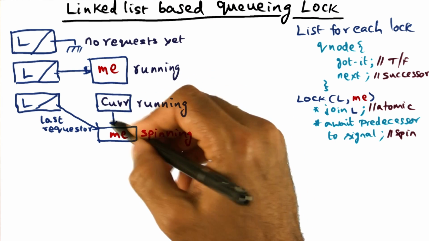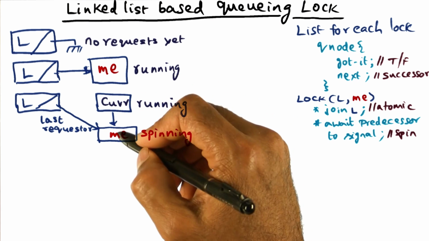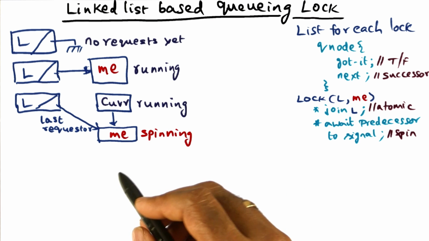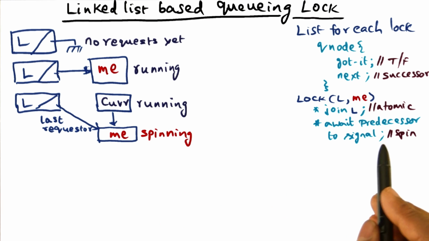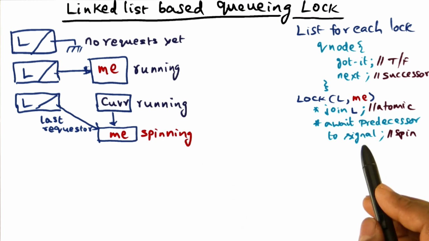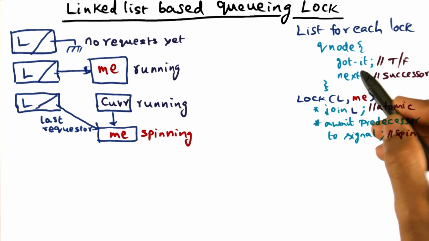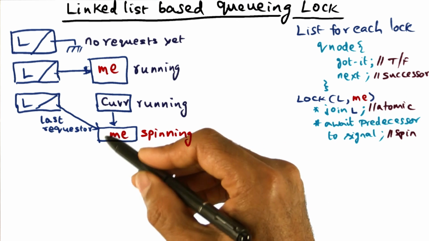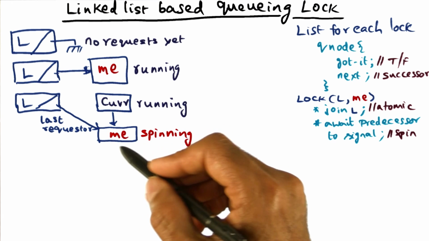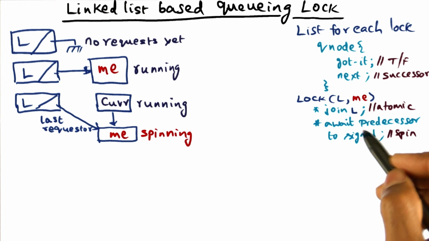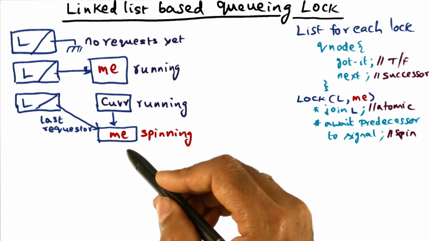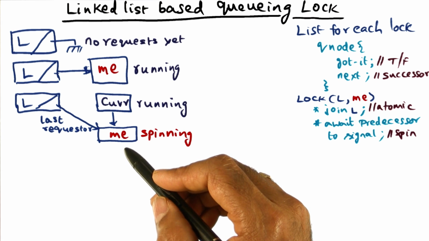And I also have to fix up the current requester to point to me. And once I've done that, then I can await the predecessor, namely this guy, to signal me by spinning on the guarded variable that is associated with my data structure. And the other thing that I would do as part of joining this queue is to set my next pointer to nil, because there's nobody after me. I just made the lock call.